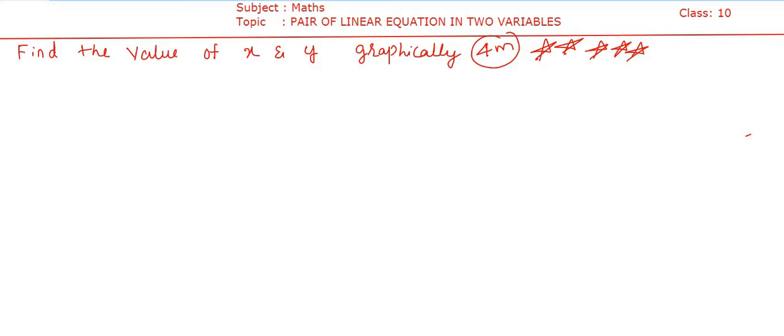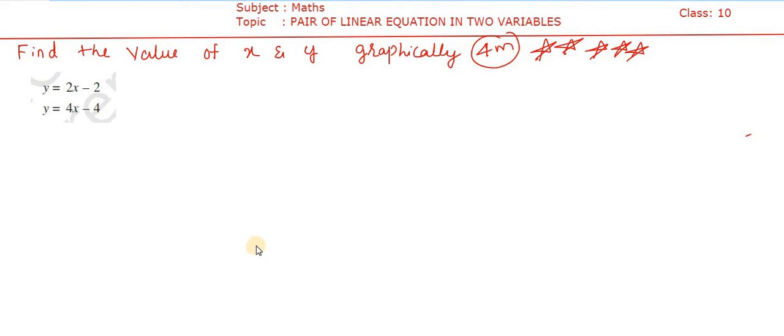Here, first problem: find the value of x and y graphically. In the examination they will give the question like this: find the value of x and y graphically. They give it like this: y is equal to 2x minus 2 and y is equal to 4x minus 4.